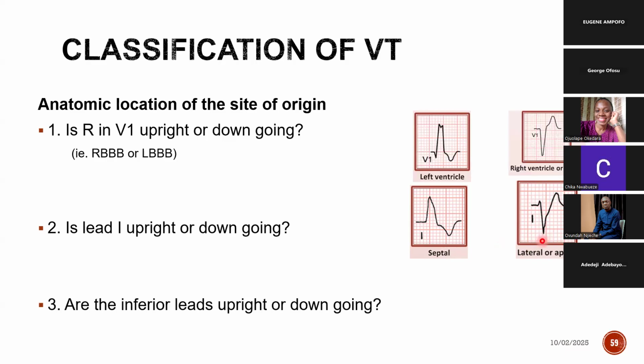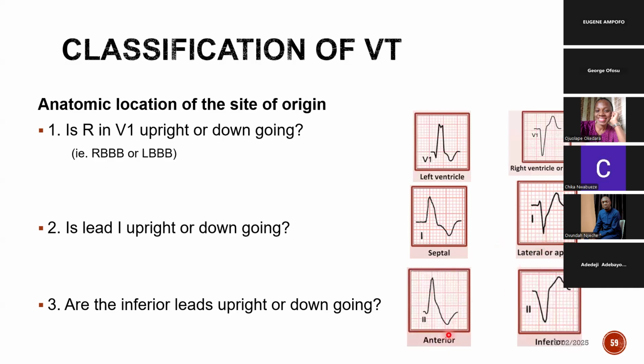And then we come to the inferior leads. So the inferior leads, if they are predominantly positive, it means the impulses are moving towards the foot. So then the location of the site of the impulse will be at the anterior part of the heart. And then if the QRS complexes are predominantly negative, it means the impulse is moving away from the inferior leads.